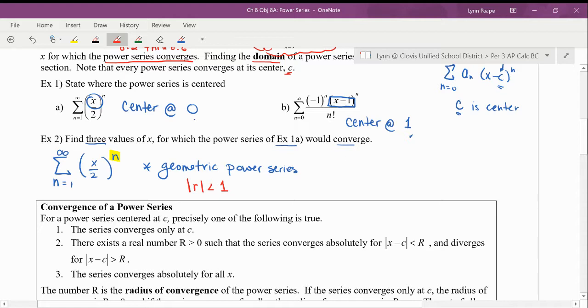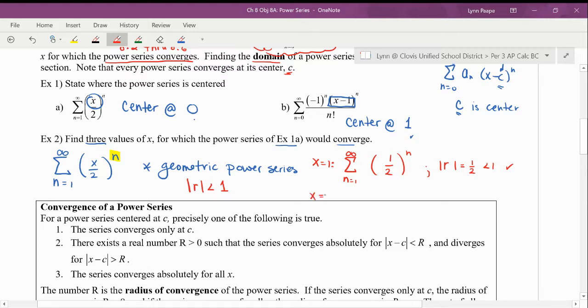I'm going to do a couple of guess-and-checks, just so you can get the gist. Here is my series, n equals 1 to infinity, with x over 2 to the power of n. I'm trying to figure out 3 values for x I can put in so that I have a ratio that is less than 1. Let me just throw in some numbers. I'll start with x equal to 1. Then my ratio would be 1/2, which is less than 1, so it converges. So x equals 1 works.